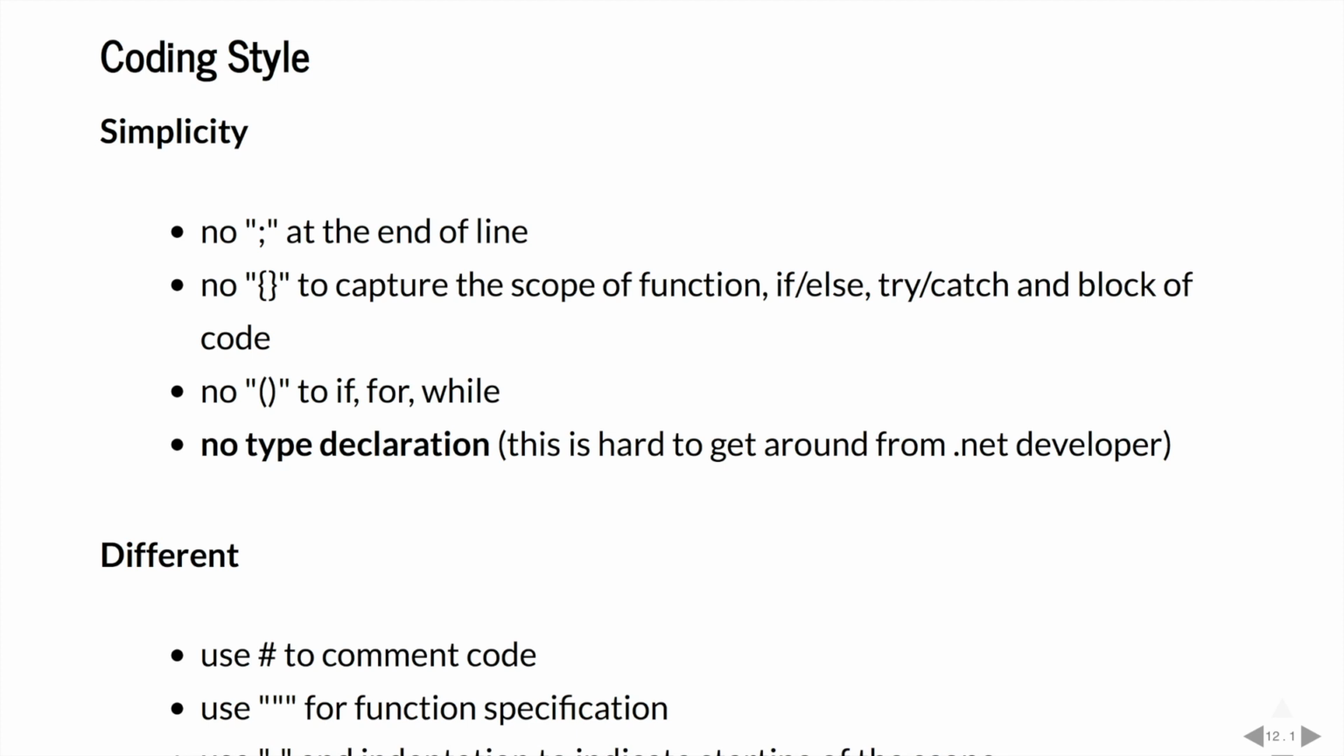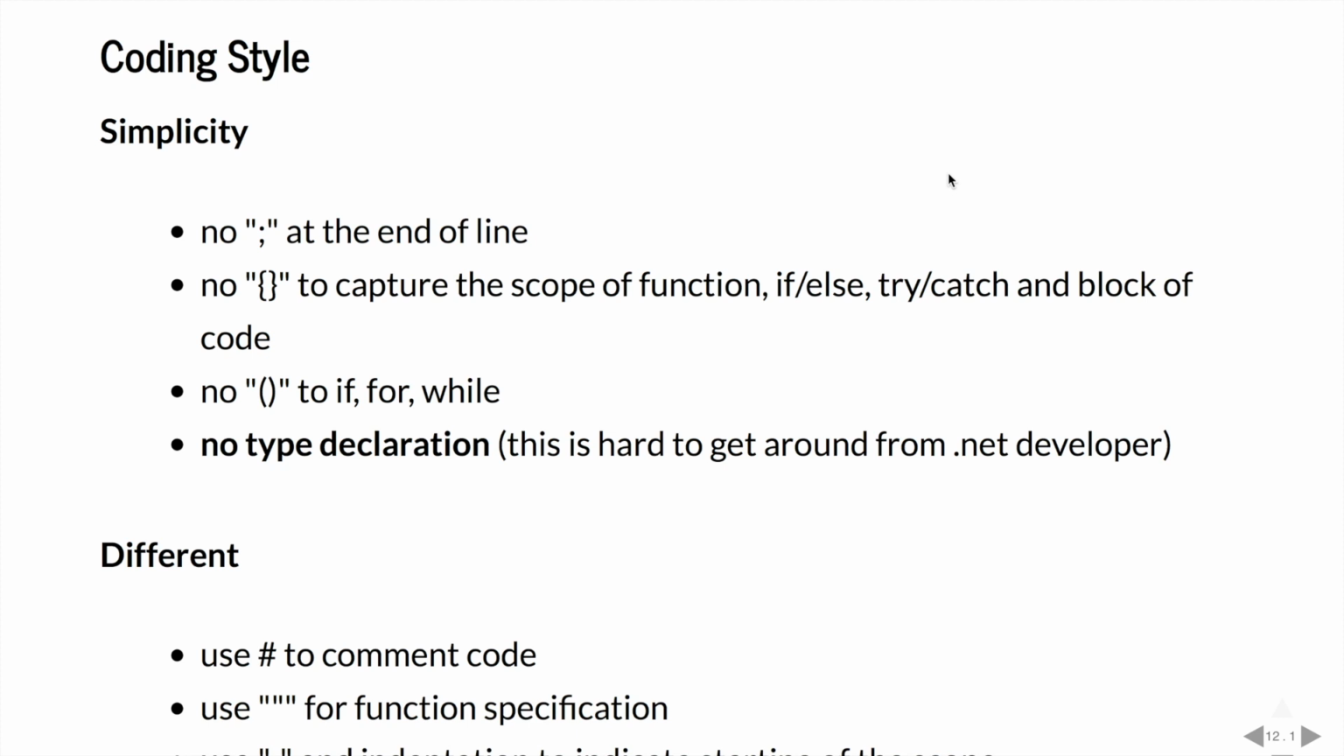So basically, Python is a more simplicity-oriented programming language. There's no declaration, something like that. You don't have a semicolon at the end of the line. You don't have a curly bracket. And then the function, if else, try catch and block of code.